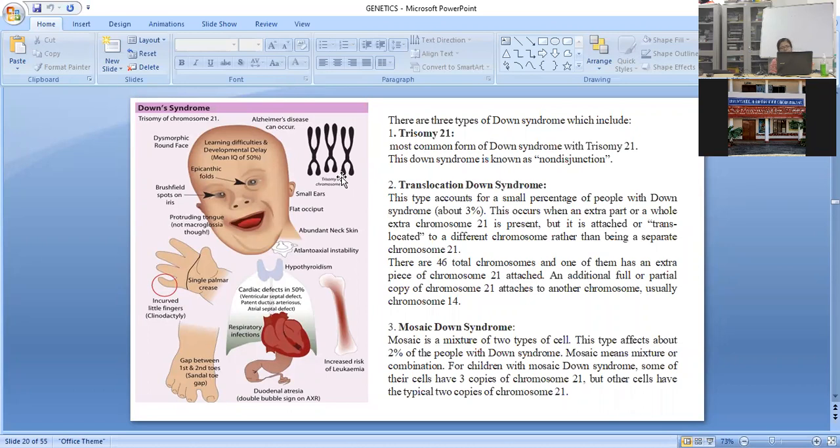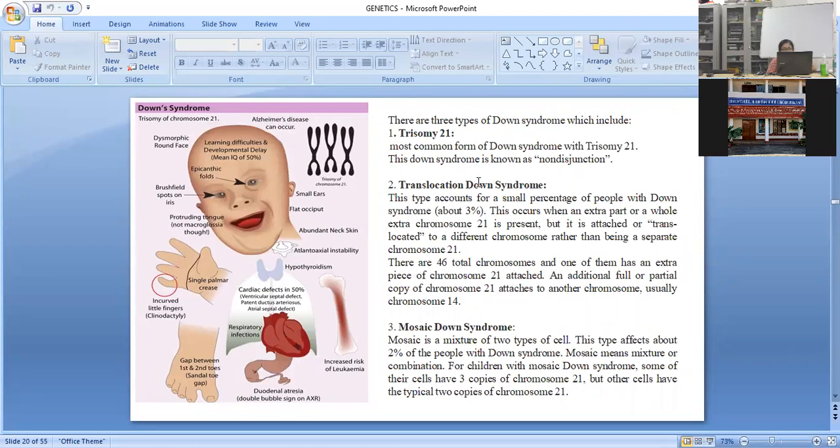chromosome. So there are now, as per the new data, 3 categories of Down syndrome that have been reported. Although it has not yet come into the syllabus, there is the trisomy in the 21st chromosome, which we all know, and this is because of non-disjunction.